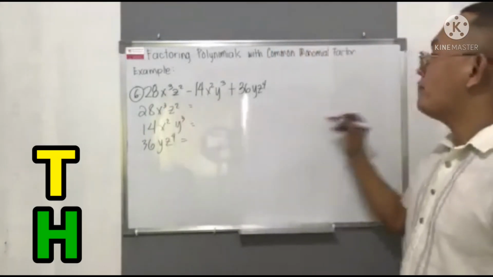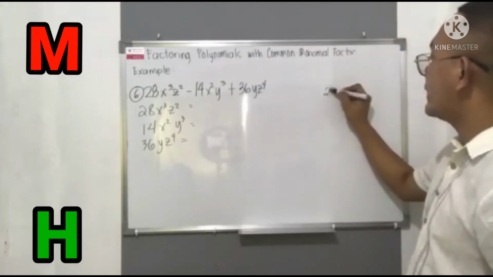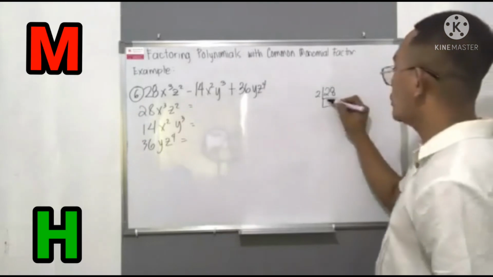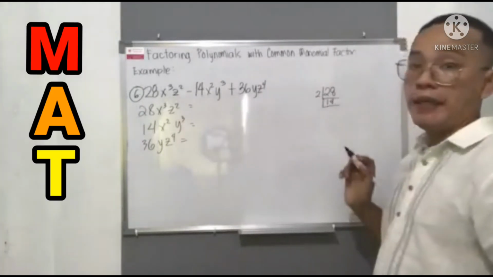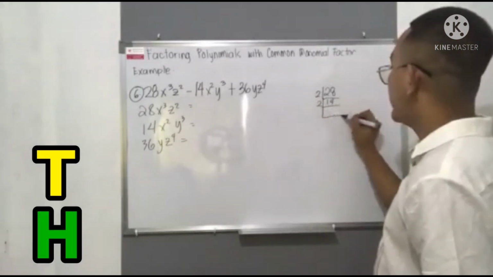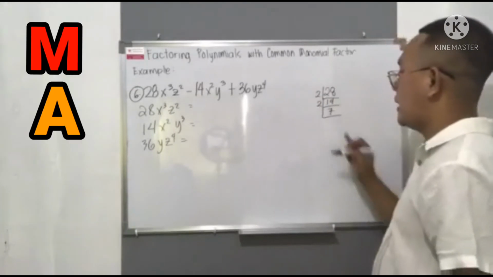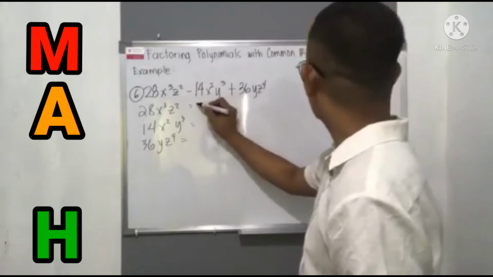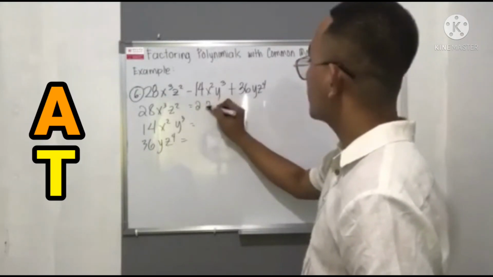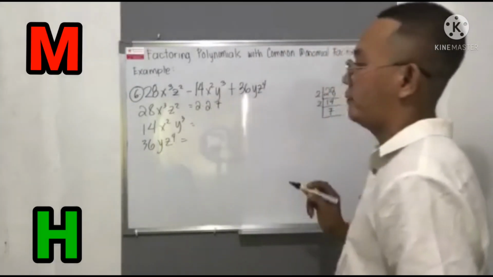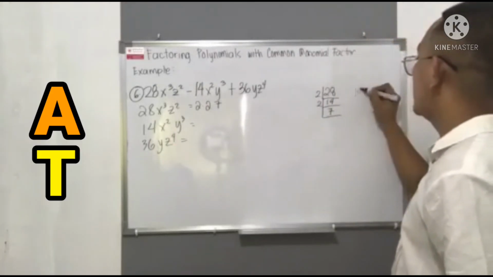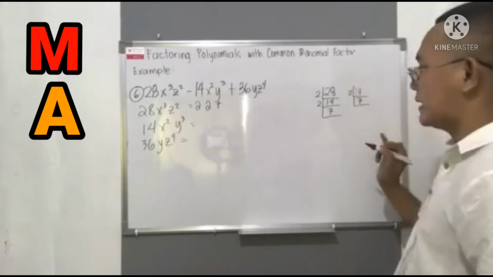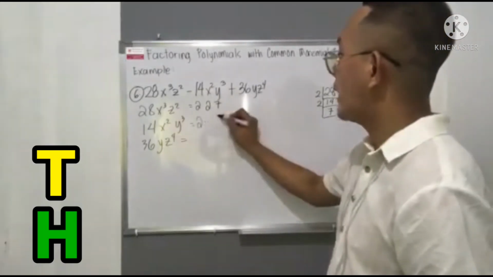Okay, so prime factor ng 28, so 28 is divisible by 2. So 28 divided by 2 is equal to 14. 14 is divisible by 2. So, 14 divided by 2 is equal to 7. Now, 7 is a prime number, so therefore, doon na mag-stop yung factor natin. So, 2 times 2 times 7. Now, we have 14. 14 is divisible by 2, so we have 14 divided by 2 is 7. 7 is a prime number, 2 times 7.